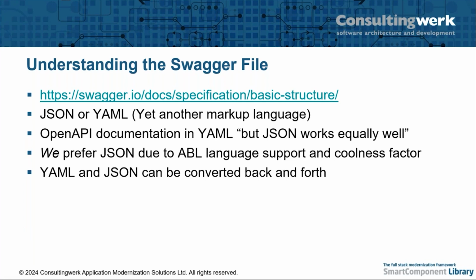Swagger files can exist in two formats: JSON, which is our preference, because we have ABL language support for JSON documents, and I don't like YAML files, simply. YAML stands for yet another markup language, and it's a text file where indentation is describing the structure, and some symbols like minuses, etc. JSON just provides a clearer structure, if you ask me. But JSON and YAML can be converted back and forth. There are websites that do that, there are tools that do that. So what you can describe with YAML, you can describe with JSON, and the other way around.